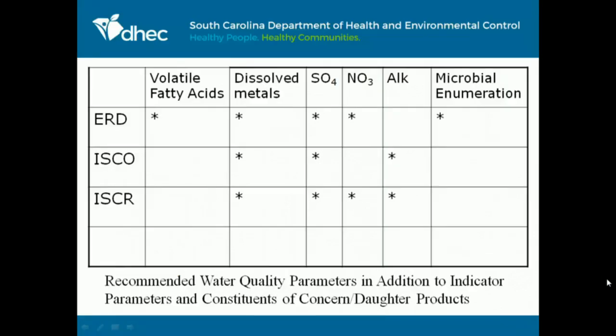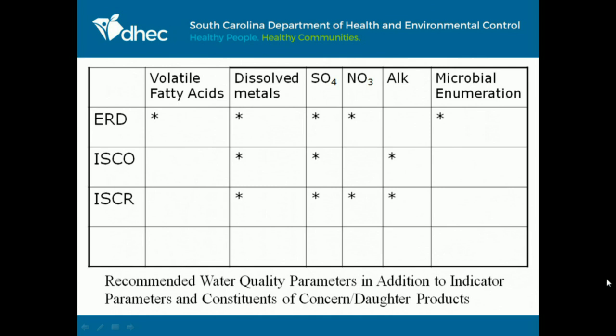And then we have, for reductive dechlorination, you can look at those volatile fatty acids. Dissolved metals are important to look at when you're injecting something to create reducing conditions, because you can actually release metals from the subsurface if you inject something that creates reducing conditions. There's some metals that say, oh, it's reducing, I'm going to travel, I'm going to go into the groundwater. And then we have also the sulfate and the nitrate, which are the showstoppers, and microbial enumeration.